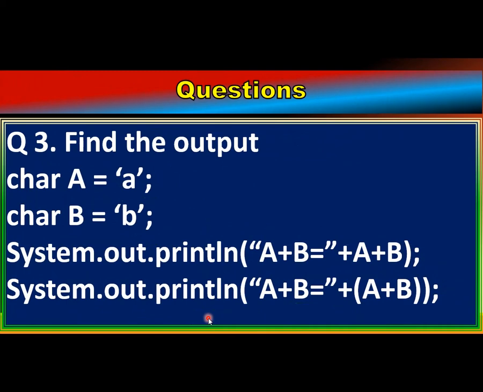Next question. It is based on character. So char a equals small a, char b equals small b. Then System.out.println a plus b equal to, plus a plus b, and here System.out.println a plus b equal to, within the bracket a plus b. What is the output?